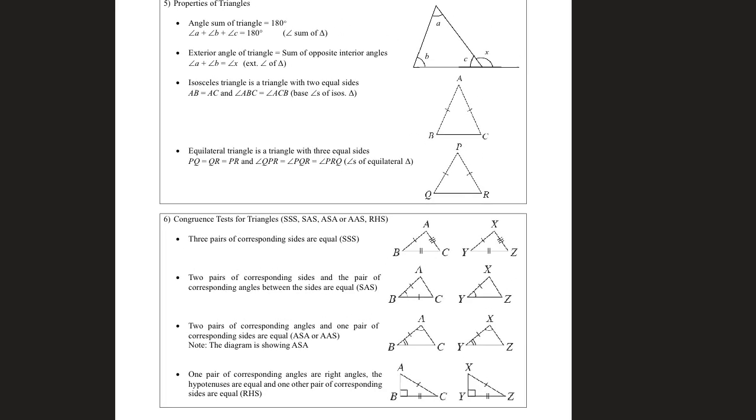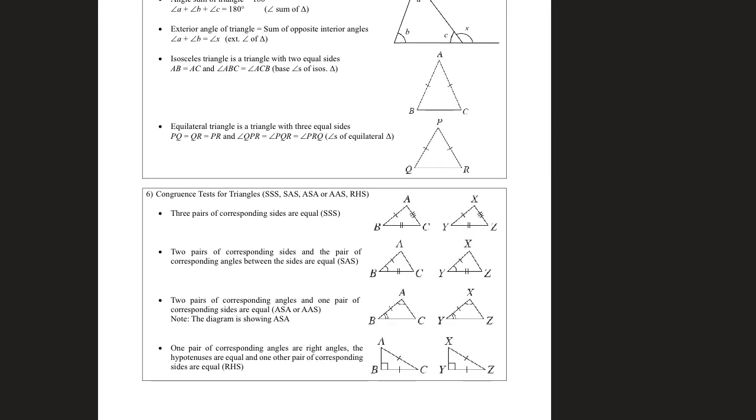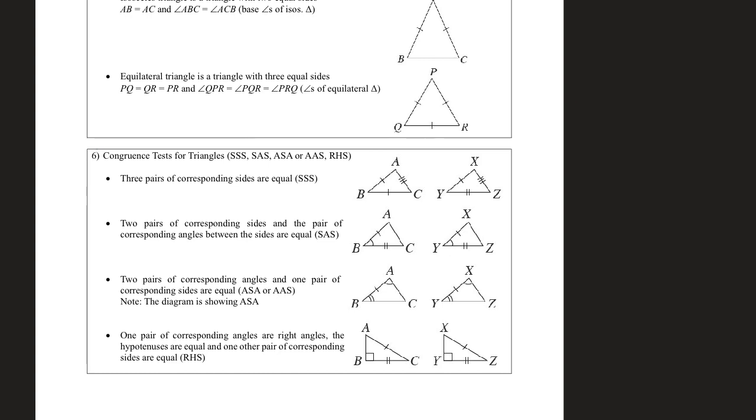And we'll also talk about properties of triangles. What are the different properties of triangles: interior and exterior angles, as well as the different types, isosceles and equilateral. Next, this is one of the most important ones. Please take note, the congruency tests: triple S, SAS, ASA, as well as the RHS test.